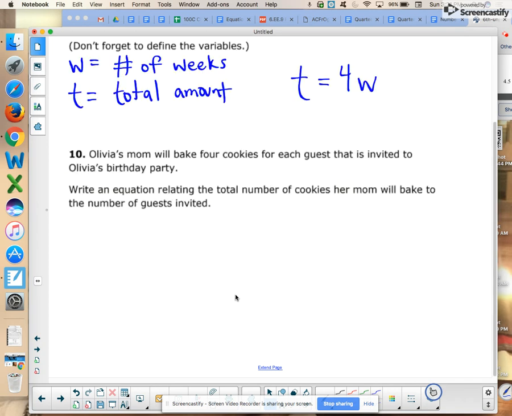Question number 10. Olivia's mom will bake 4 cookies for each guest that is invited to Olivia's birthday party. Happy birthday, Olivia. Write an equation relating the total number of cookies her mom will bake to the number of guests invited. Don't forget, the first step is to define the variables. We're going to say that G is the number of guests coming to the party, and that C is the total number of cookies.